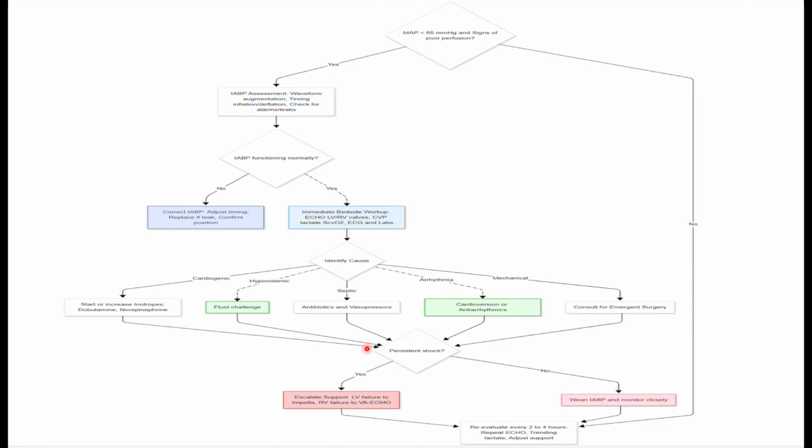If there is persistent shock, escalate the support for the LV to Impella. If we have RV failure, we can go for VA ECMO. If there is no persistent shock, we can wean and monitor the intra-aortic balloon pump. We should evaluate the patient every 2 to 4 hours, repeat the echo, trend the lactate, and adjust the support. Also, ABG and VBG after troubleshooting are very important.